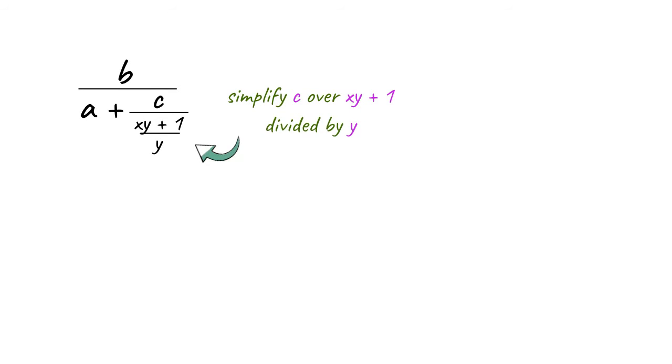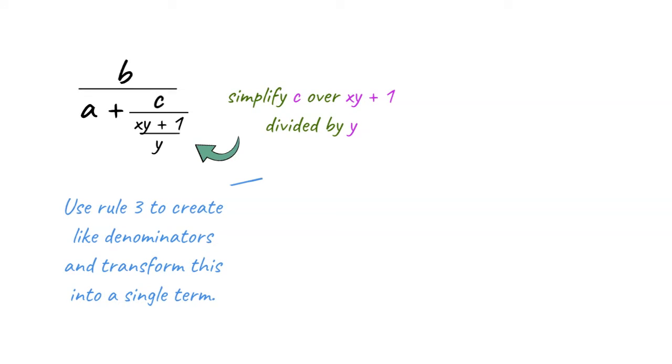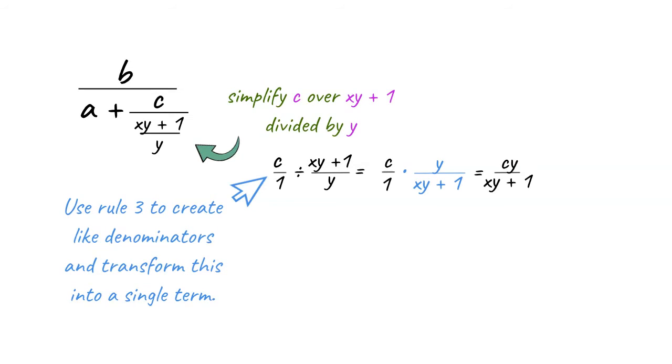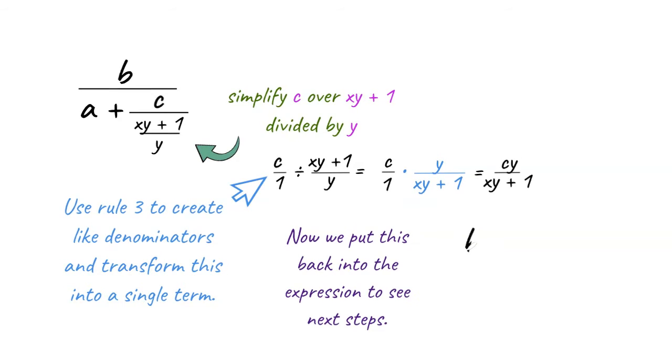Again, we simplify the innermost division problem by using keep it, change it, flip it to find and eliminate the denominator and compress the fractions into 1. Now we put it back into the expression to see next steps.